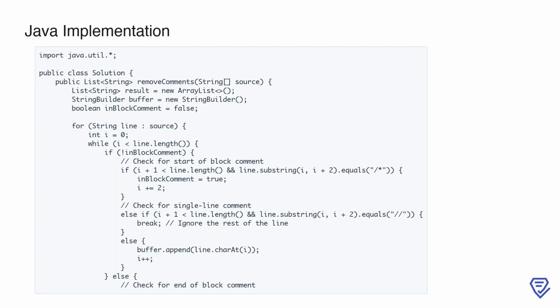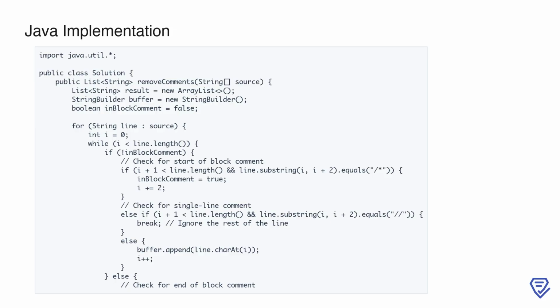Here, we start by importing the required classes and defining the solution class, where the removeComments method is implemented. This method takes an array of strings, source, which represents the lines of code we need to process. The goal is to remove all comments from these lines and return the cleaned-up code as a list of strings. We initialize a list of strings called result to store the final output and a StringBuilder called buffer to construct the current line without comments. We also define a Boolean, in_block_comment, to track whether we are inside a block comment.